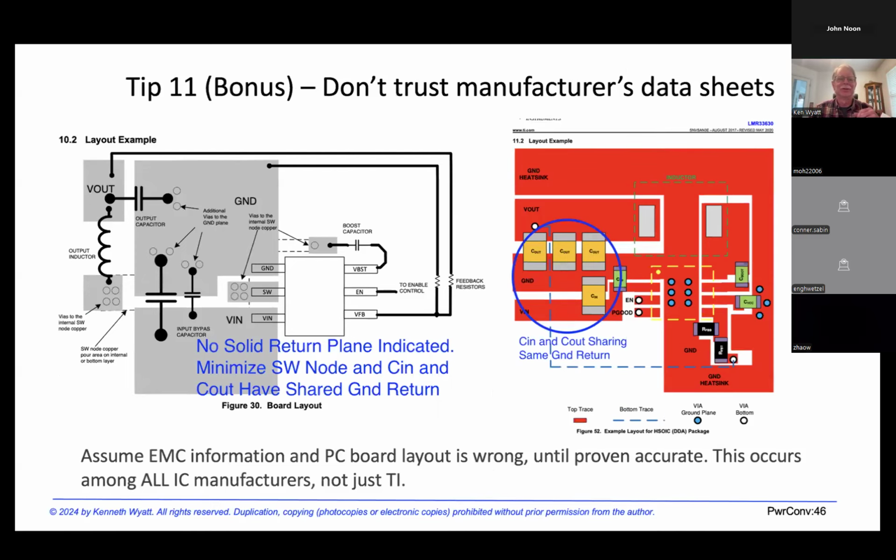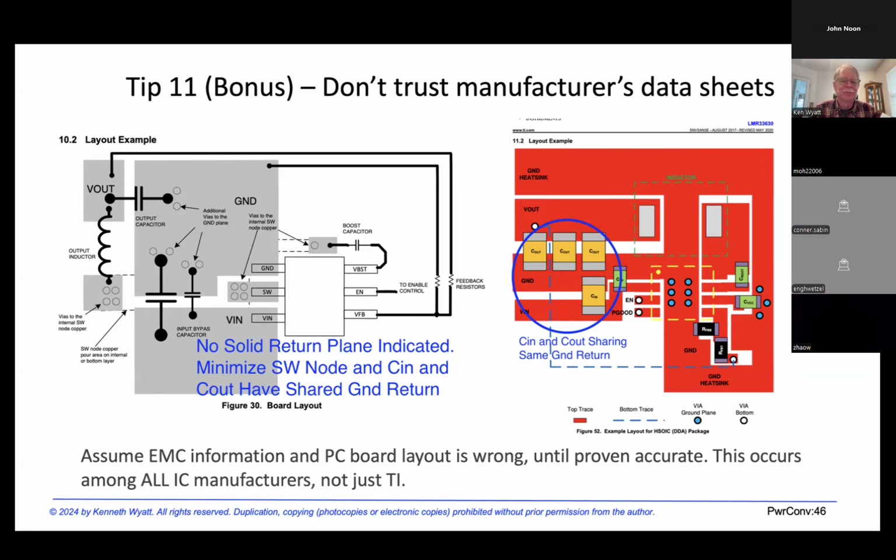Oh, look, there's a tip 11. This is a bonus tip, and that is don't trust manufacturers' data sheets. Some are okay, some are not. And I've got a couple examples here from TI, but it's not just TI. All the semiconductor manufacturers will give you bad information as far as layout.